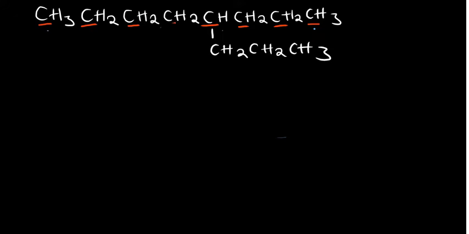So the first thing is to identify the longest chain. Okay, so we've already counted that the horizontal chain is 8 straight. It's 8. 1, 2, 3, 4, 5, 6, 7, 8. What if we decided to go this way? So 1, 2, 3, 4, 5, 6, 7, 8. It's also giving us 8.